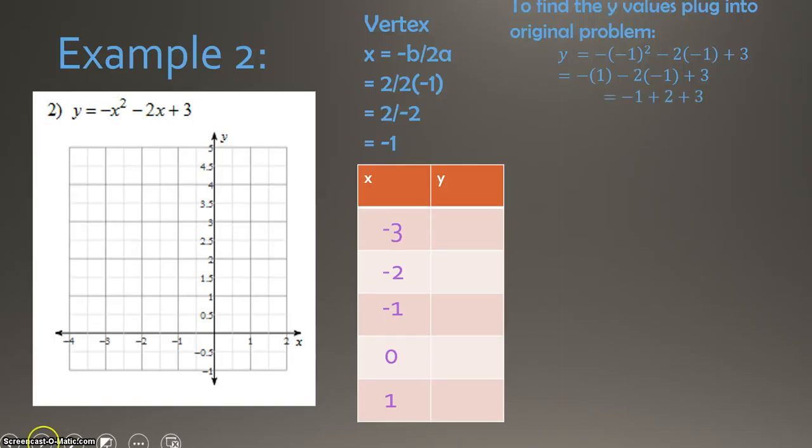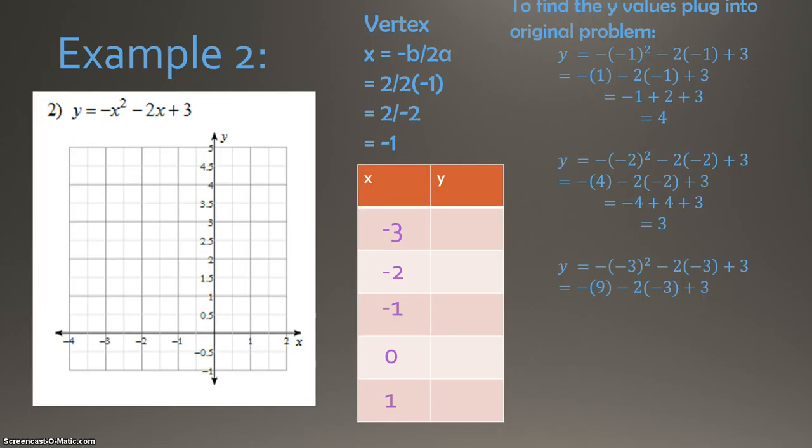Now as I simplify that, I get y will equal 4, so then I'm going to do my negative 2. And again, as I simplify that, I get positive 3. And then I'm going to plug in my negative 3. And as that simplifies, I get 0.